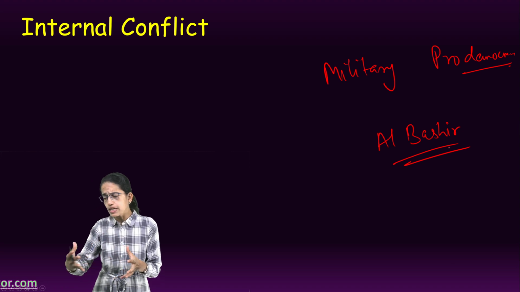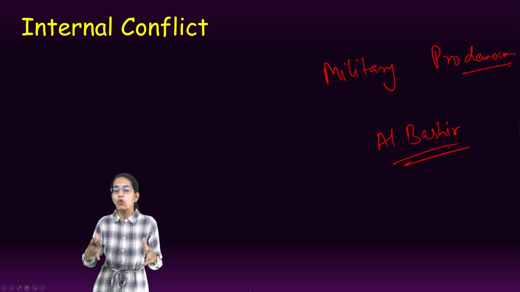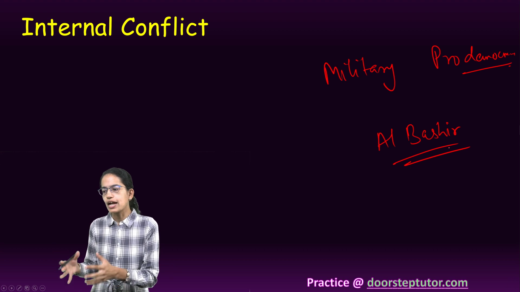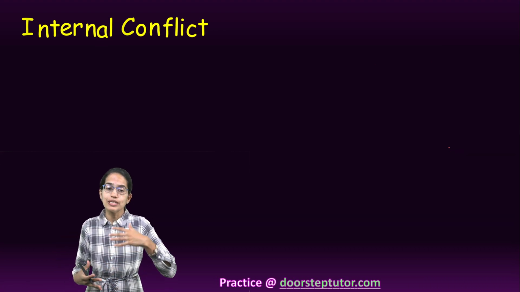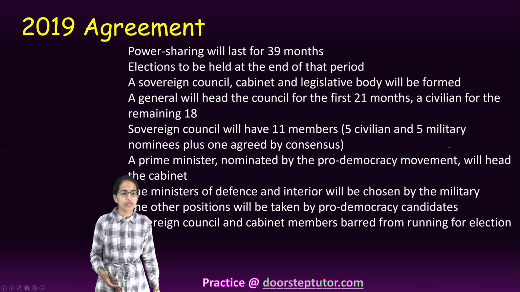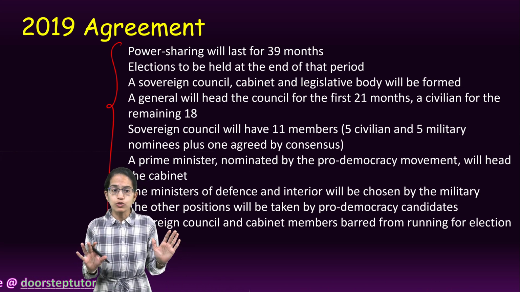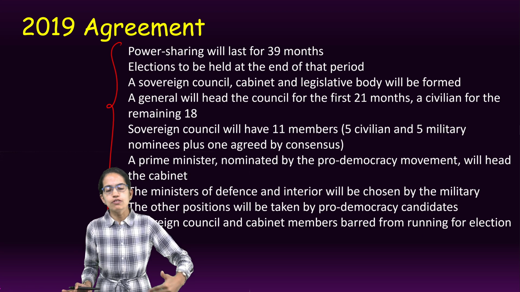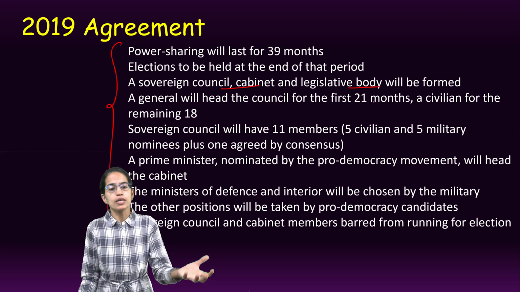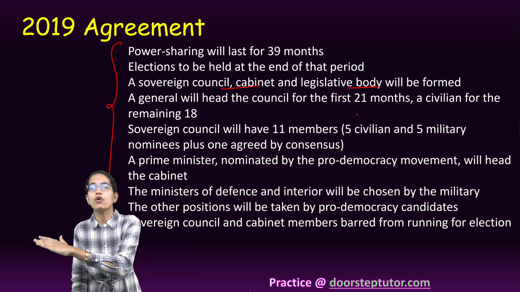Now, the protests have broadened and spread over the years, asking for the removal of al-Bashir from power, and not only that, this has also led through a series of agreements. So in 2019, the 4th August Declaration, as it has been called, brought in the following points. The power sharing would remain for 39 months, the election would be held after that, a sovereign council, cabinet and legislative body would be formed, the general would head the council for the first 21 months and the civilians for the later 18 months.